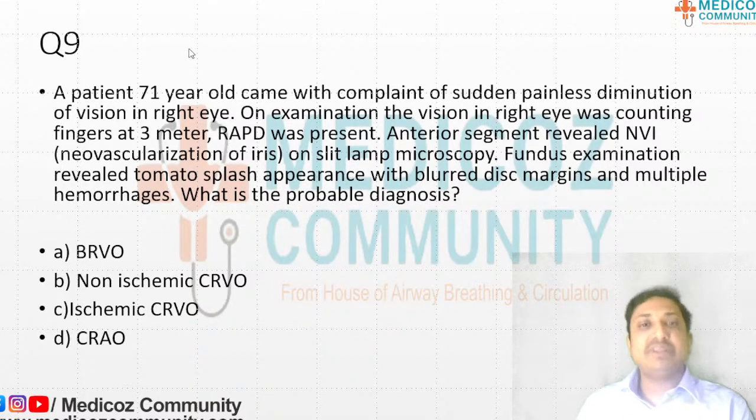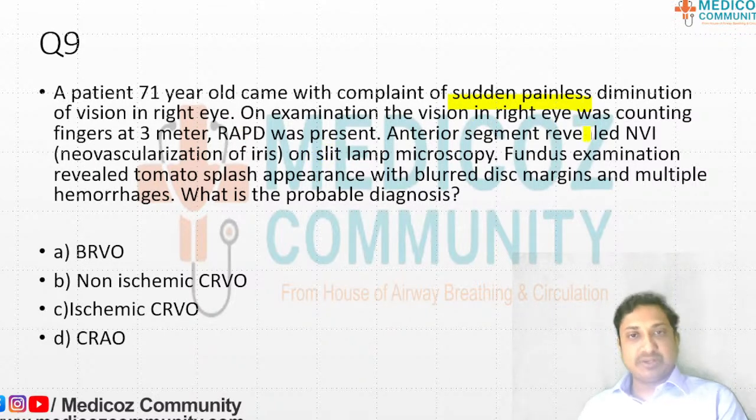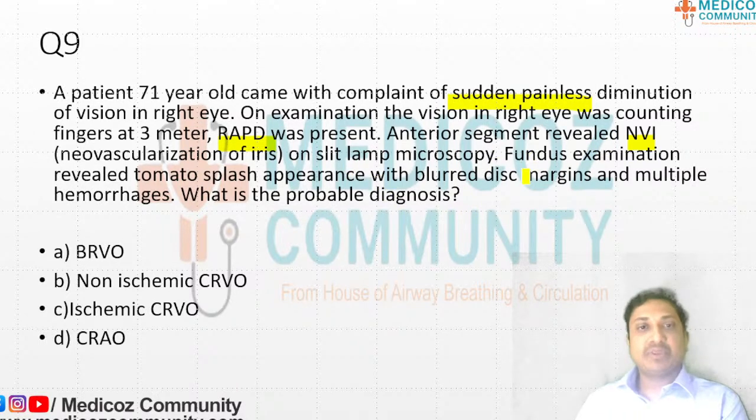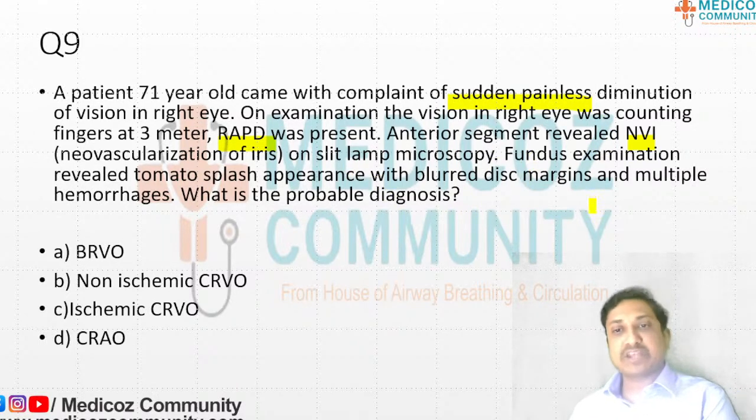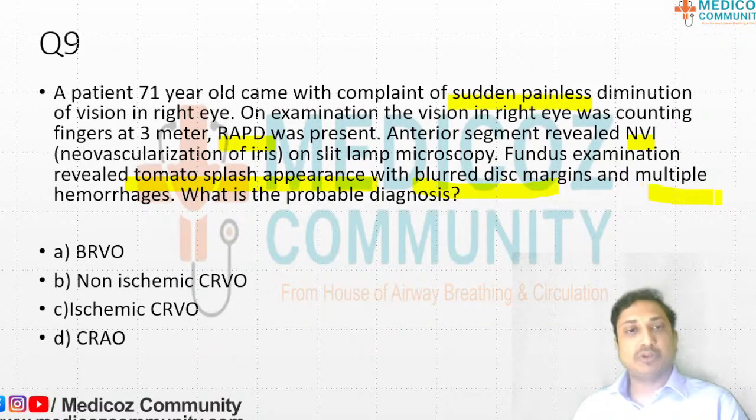A 71-year-old patient came with a complaint of sudden painless diminution of vision in the right eye. We are dealing with sudden, again painless, diminution of vision. On examination, the vision in the right eye was counting fingers at 3 meters and RAPD was present. Anterior segment revealed NVI, that is neovascularization of the iris, on slit lamp microscopy, and fundus examination revealed a tomato splash appearance with blurred disc margins and multiple hemorrhages. What we are given here is tomato splash appearance with blurred disc margins and multiple hemorrhages. So what is the probable diagnosis?